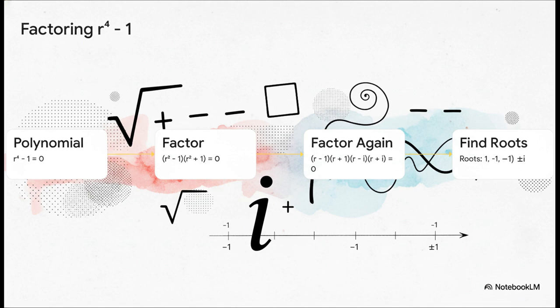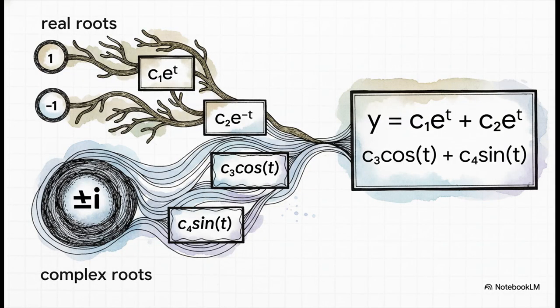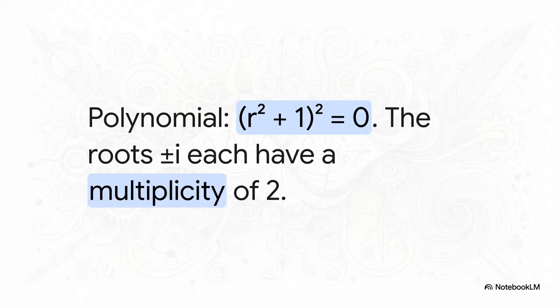So this problem is actually a mix of our first two cases. And this is a really great example of how we can combine the different solution forms. The real roots, 1 and negative 1, give us our normal exponential terms. Now, for the complex roots, plus or minus i, the real part, alpha, is 0, and the imaginary part, beta, is 1. So when we plug that into our formula from the table, we get our cosine and sine terms. Perfect! Okay, for our last example, let's look at a characteristic polynomial that's already factored for us.